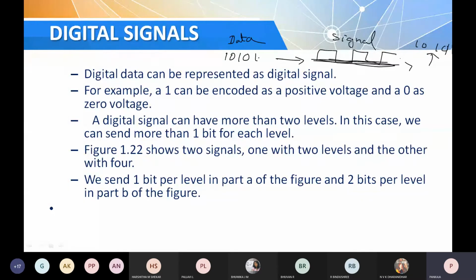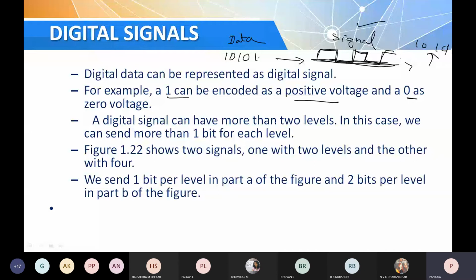For example, the same thing, whatever I have specified here. For 1 I will be representing positive voltage, and if I want to represent digital data 0, I am representing 0 voltage. So 1 means positive, and the data 0 I am representing with 0 voltage: positive, 0, positive. This is one type of representing the digital signal. We have many types, and we'll discuss those methods in the next chapter.